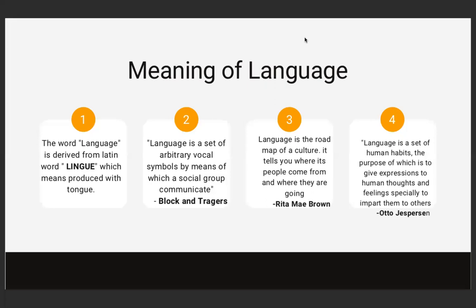So language is a set of human habits, the purpose of which is to give expression to human thoughts. The purpose of language is to give expressions, which means indirectly he is saying it is used to communicate. We can communicate our feelings and share them with others. So this is another definition of language, given by Otto Jespersen.